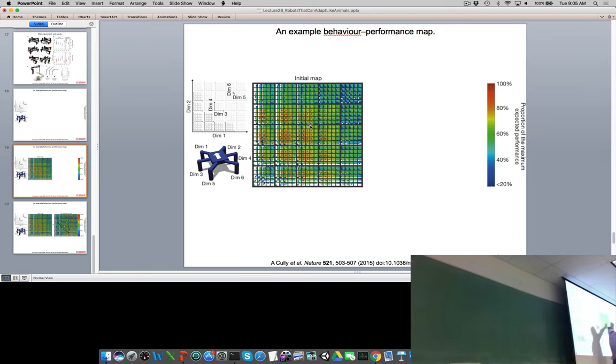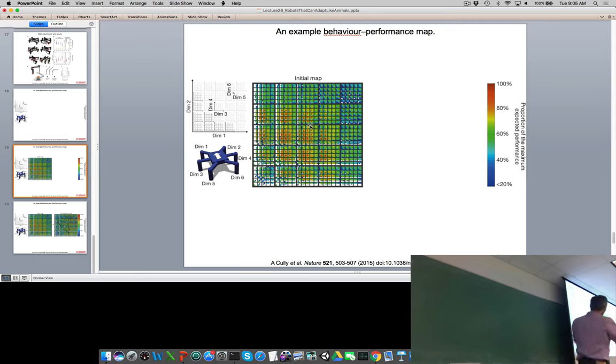You can see there's quite a bit of blue and green up here, which kind of makes sense when you think about it. Why? What's going on in the upper right? All of the legs are touching the ground, right? Which kind of makes sense.